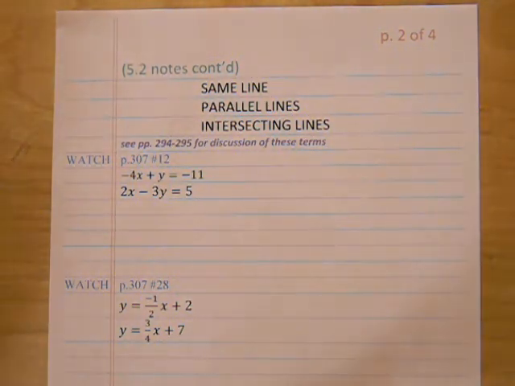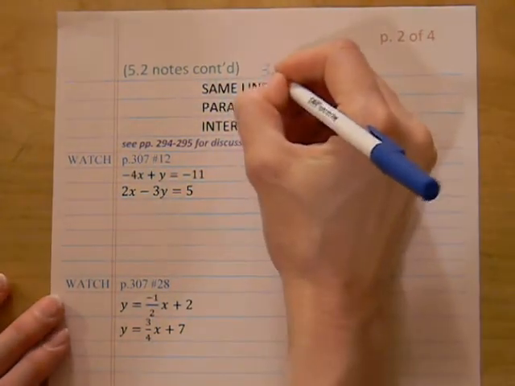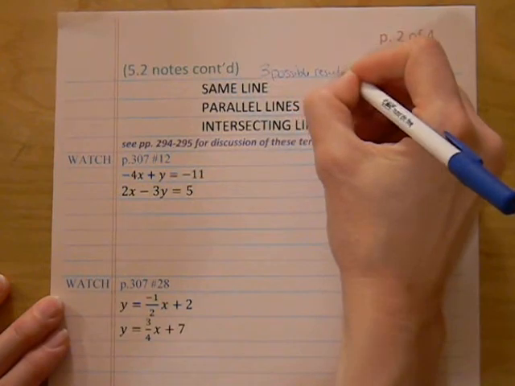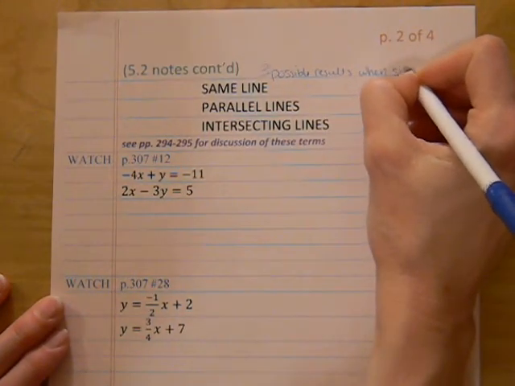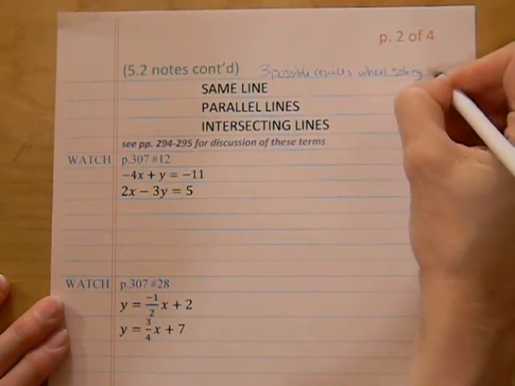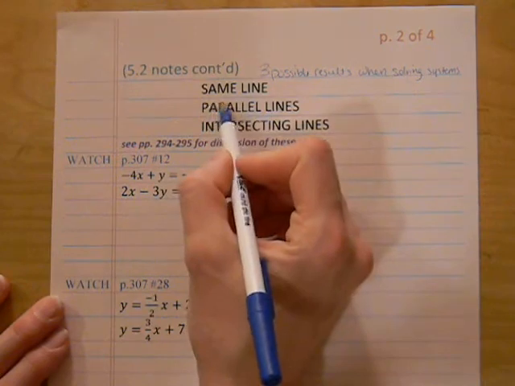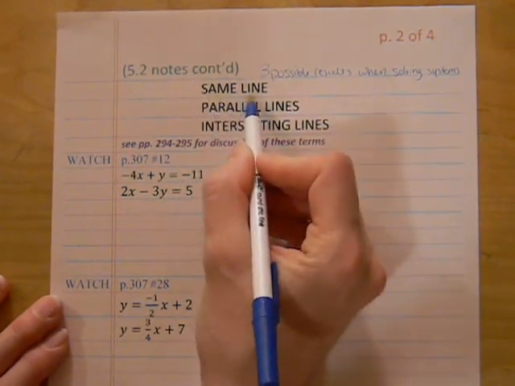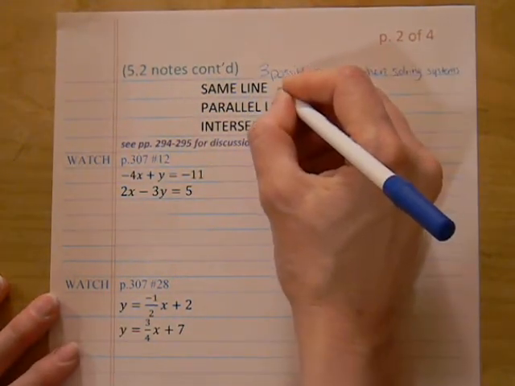On to page 2 of the notes for section 5.2. So there are 3 possible results when solving systems of equations. Either they are the same line, they are parallel lines, or they're intersecting lines. Same line is where you would have an infinite number of solutions.